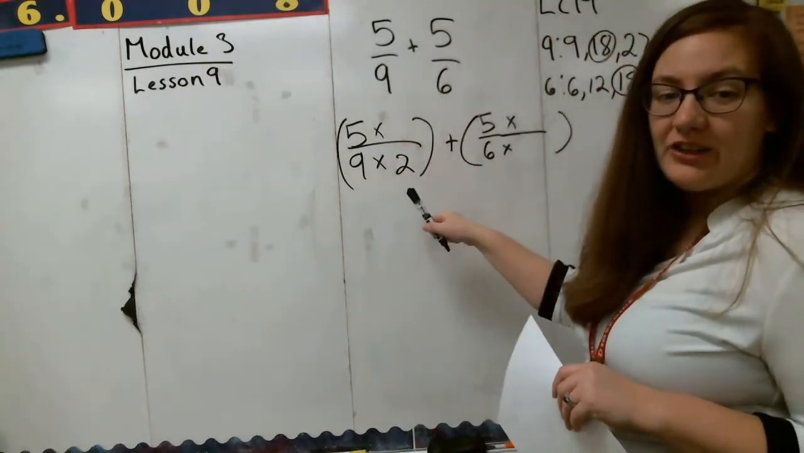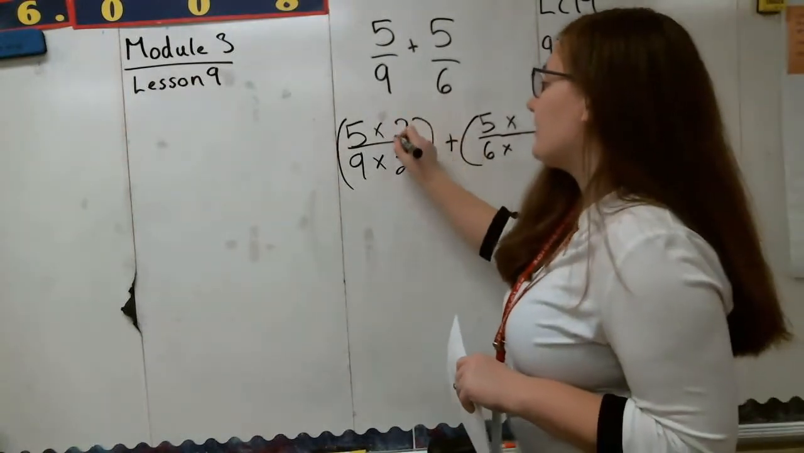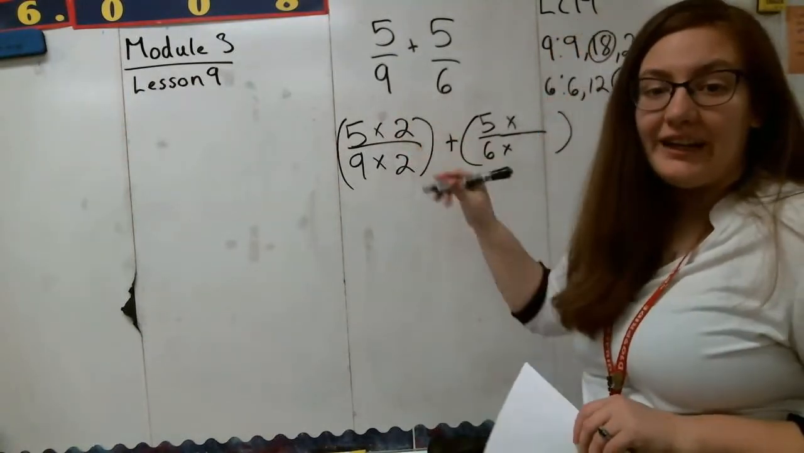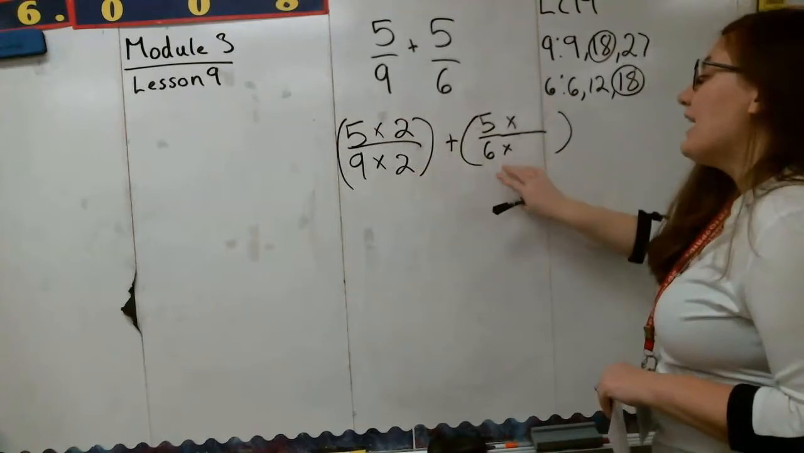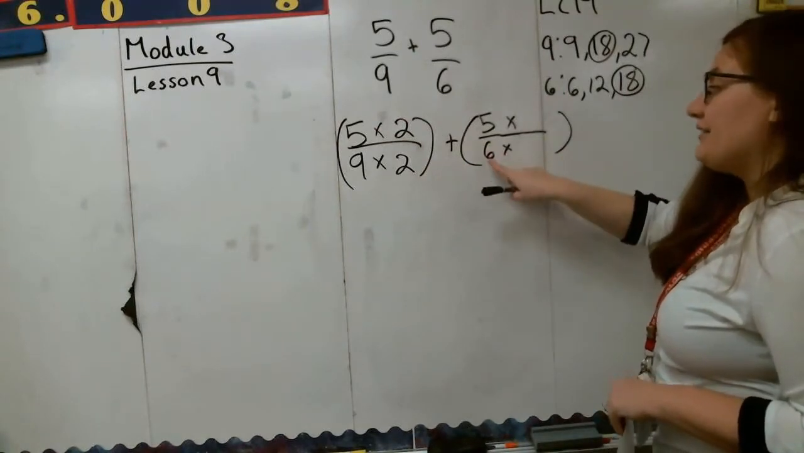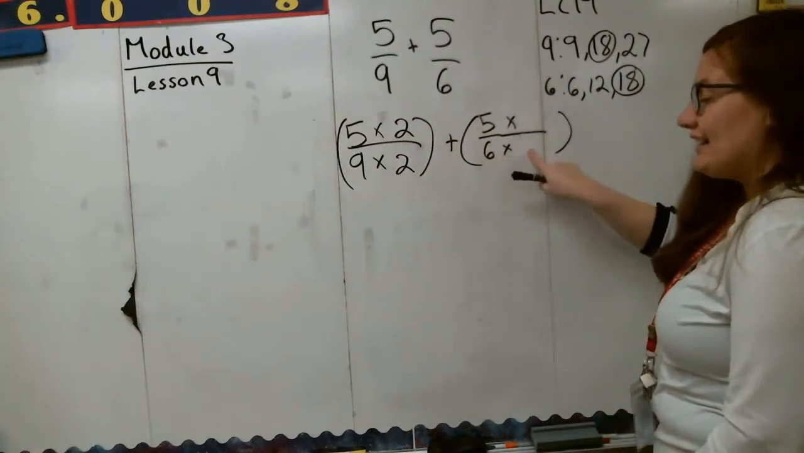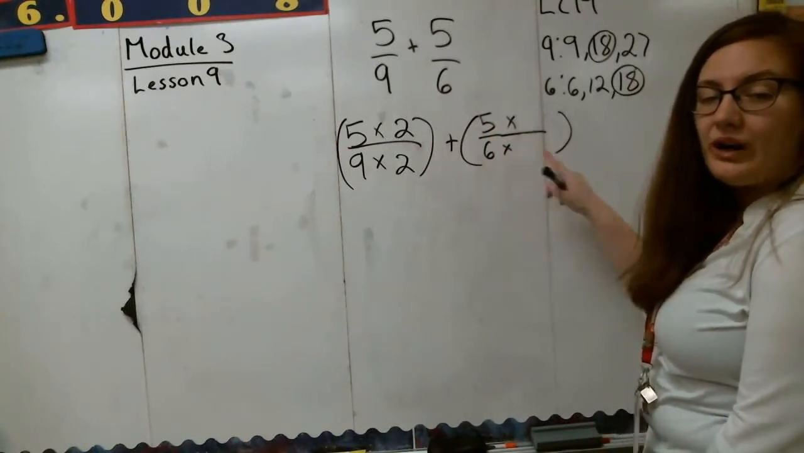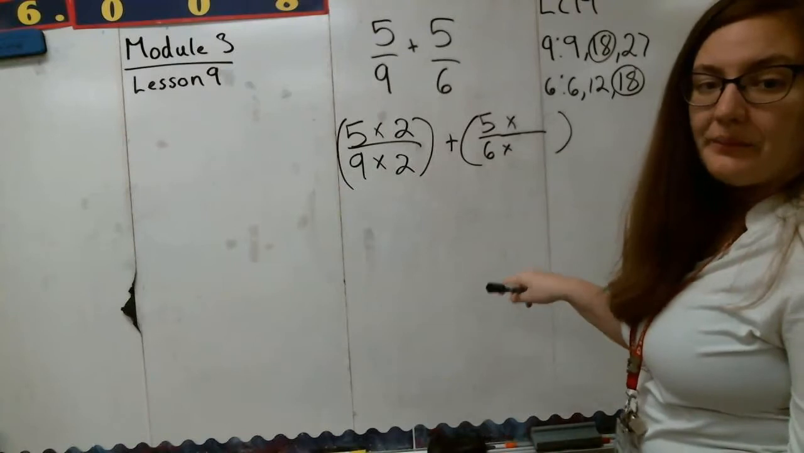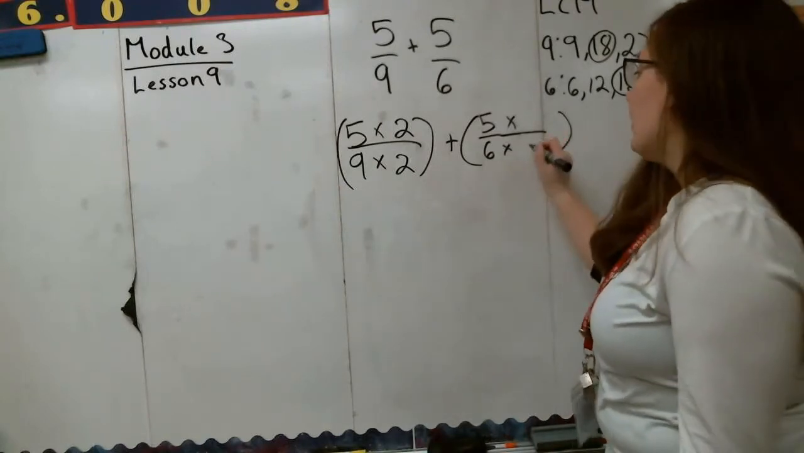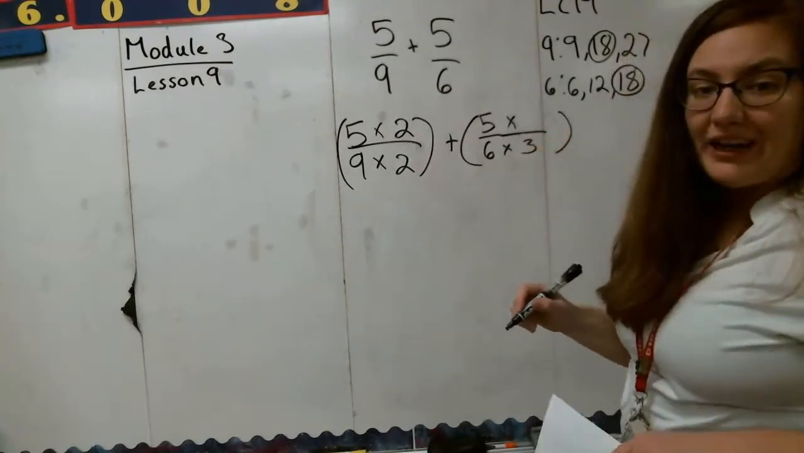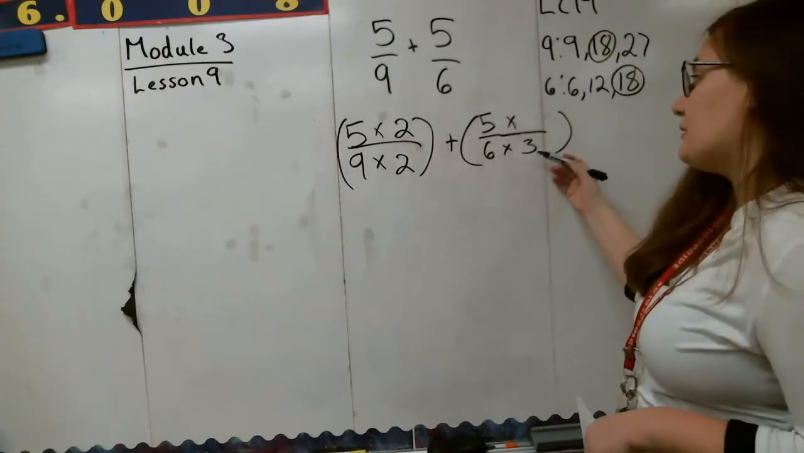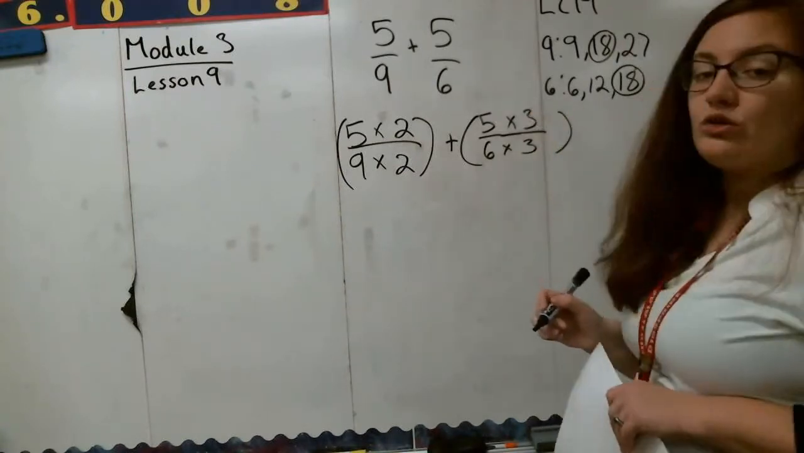And remember, whatever I do to the bottom or the top, I have to do to the other side. So I'm also going to multiply the top by 2 as well. Then over here, I have 5/6, and I have to make this also 18. So I think about, well, 6 times what will give me 18 in my denominator? Well, I could do 6 times 3, and that would give me 18 in my denominator, and whatever I did to the bottom, I also have to do to the top.